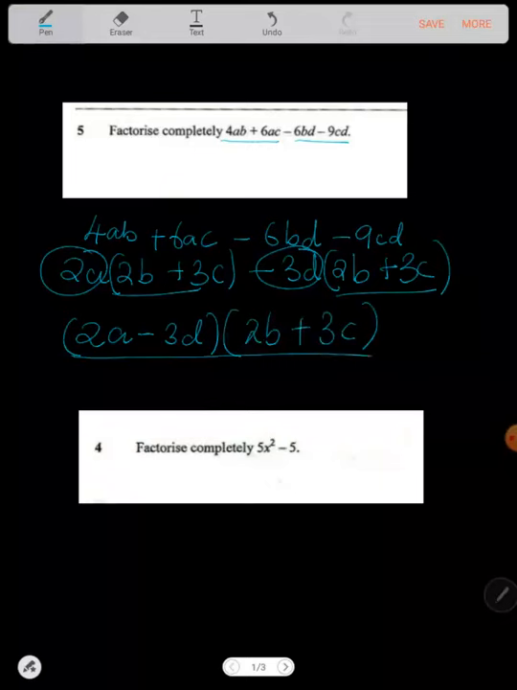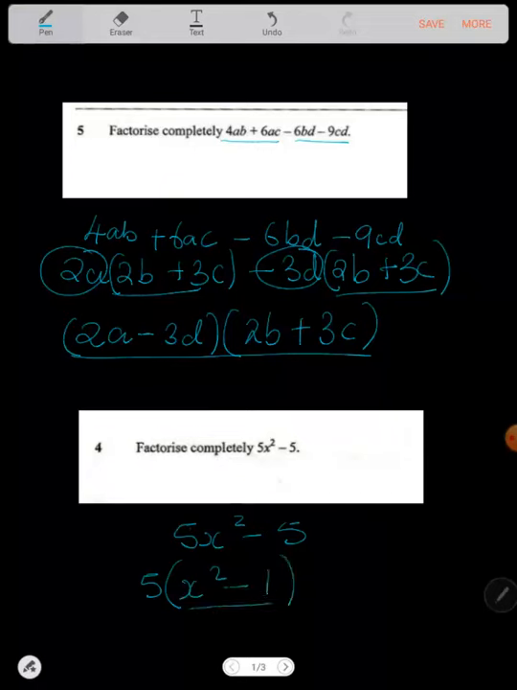The other question, factorize completely. Here we need to find what is common. This is 5x squared minus 5. What is common here is 5. I'll factorize, so I'll remove 5 from here. I will divide 5 into 5x squared, I'll remain with x squared. 5 into 5, I'll remain with 1.